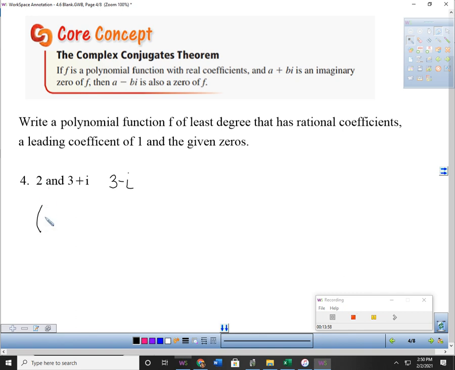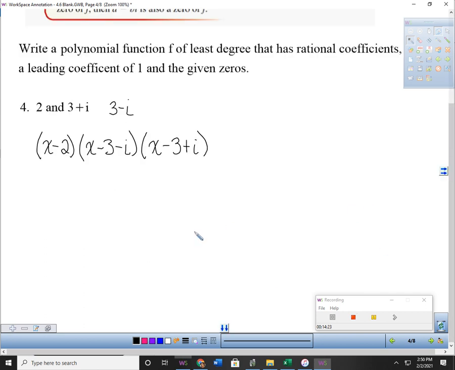If 2 was my 0, then that means the factor would be x minus 2. If 3 plus I is a 0, then x minus 3 minus I would be a factor. And if 3 minus I is a 0, then x minus 3 plus I would be my factor. And just like with the roots, we want to multiply the ones with the i's first because that should eliminate any I that we have.